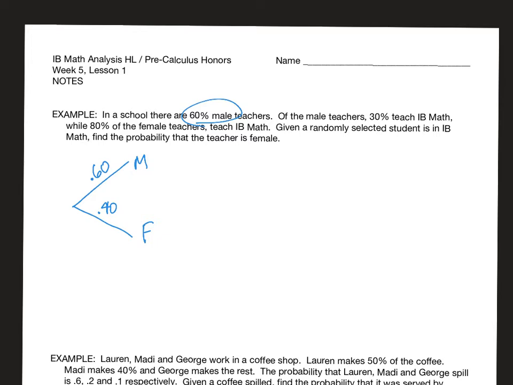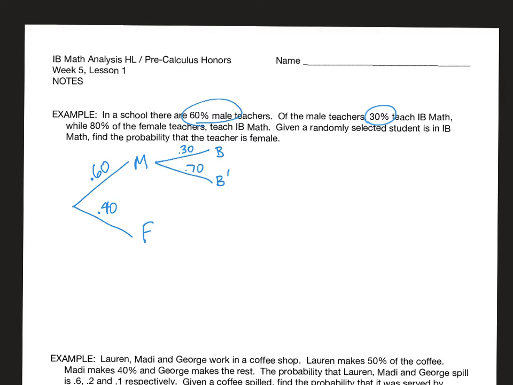All right, again, every branch in a tree diagram has to add up to be 1. All right, and then it says of the male teachers, right? So that means that this is going to break apart into two separate things. 30% teach IB, which then means 70% must not. All right, again, because every single branch has to add up to be 1.